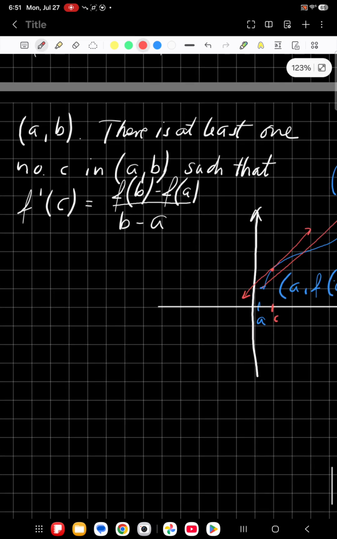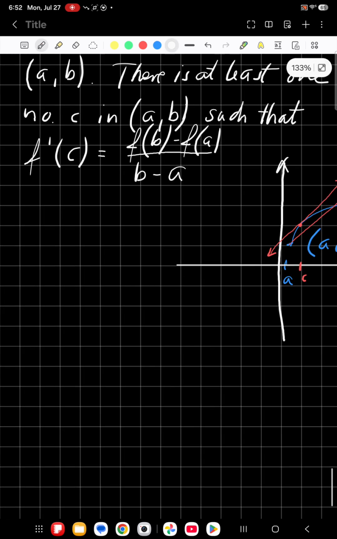So the derivative of the function at that point c will be the same as this slope. So there is at least one point on that curve like that. That's what that theorem says. Okay, let's do an example. I'll do one example and then I'll give you one problem to practice.